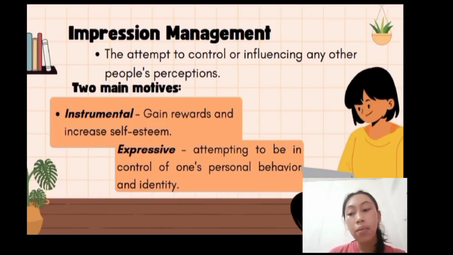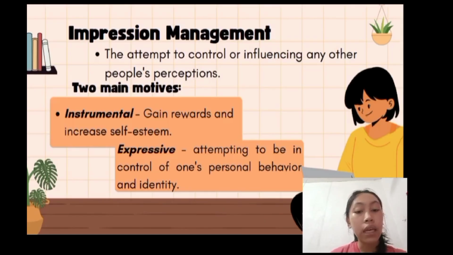Next is impression management. Impression management is the attempt to control or influence any other people's perception. This could be their perception of a certain person, or it could include you, a material possession, or even an event. So there are two motives of attempting to manage the impression of others. First is instrumental. This is basically gaining rewards and increase one's self-esteem. This is when people want to get rewards or feel better about themselves.